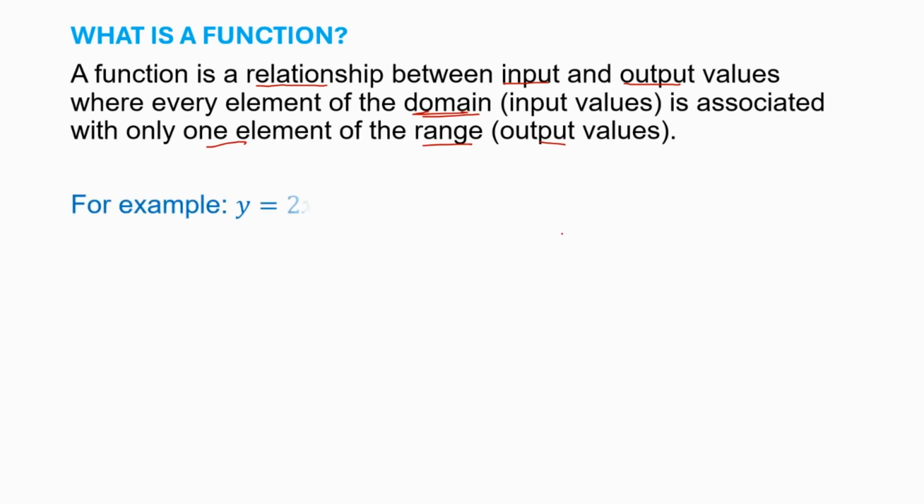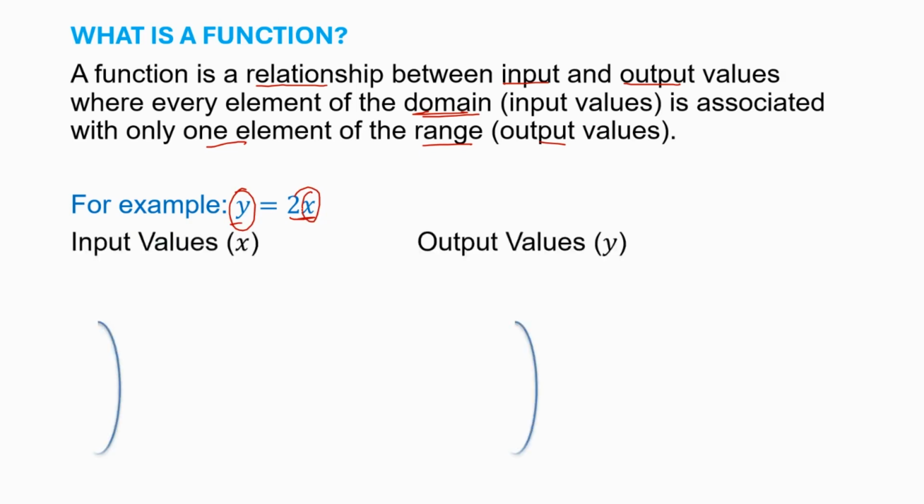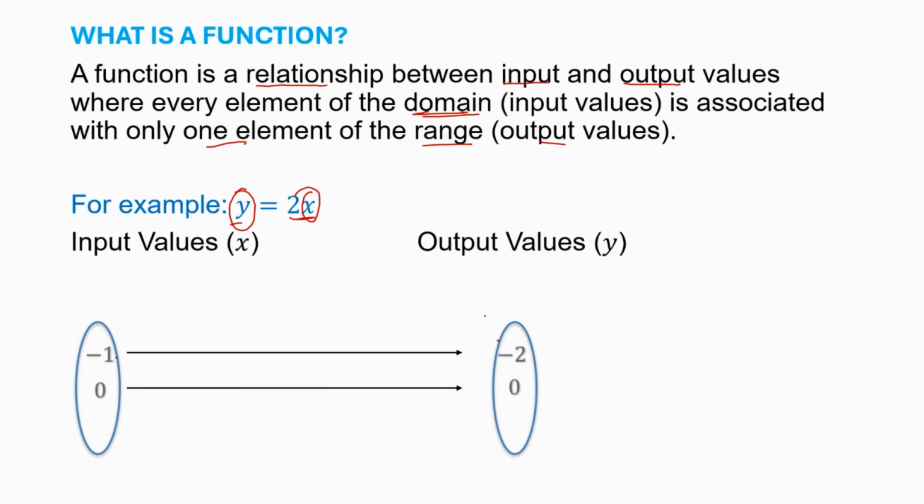Let's look at this example. Let's say y is equal to 2x. y will be the output values, and x is the input values. That's the domain. So let's say if x is equal to -1, it can only give us one value of y, which is -2. And then if x is, say, 0, 0 will only give us one y value, which is 0. And if x is 1, it can only give us one y value, which is 2.